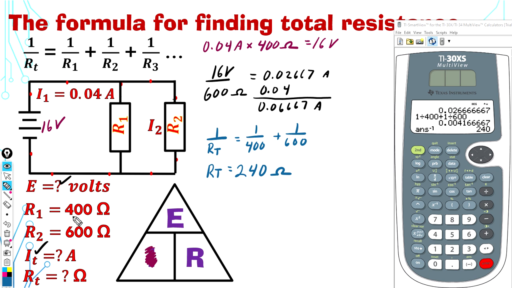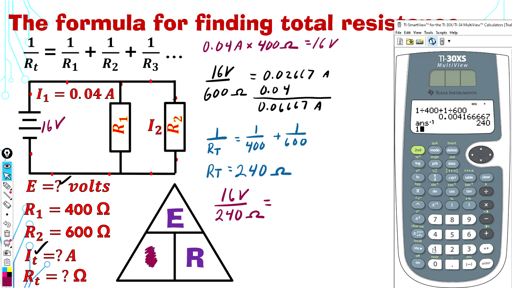Now, if we wanted to really check our current up here, make sure we did everything right, I'm going to give you a little bit of extra information right here. Let's go ahead and find our total current again using our total resistance and the voltage we came up with. So it's E over R. So I've got 16 volts divided by 240 ohms.